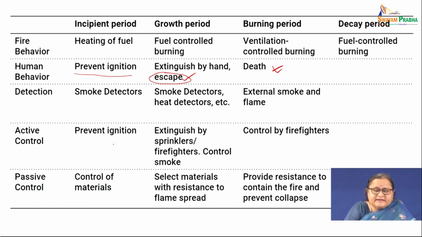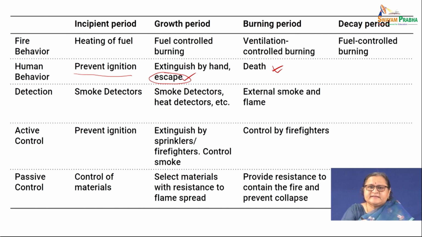Active control prevents ignition. It will not even allow you to go till that stage. Extinguish by sprinklers: if the active control detects it at the growth period, it will start the sprinkler system and try to control the smoke. For controlling the burning period, the firefighters have to step in apart from the control. Passive control: we can control the building materials, we can have control on the usage of the materials, we can have control through our building management system.